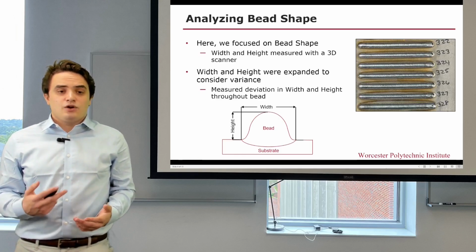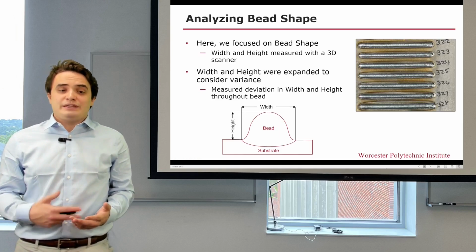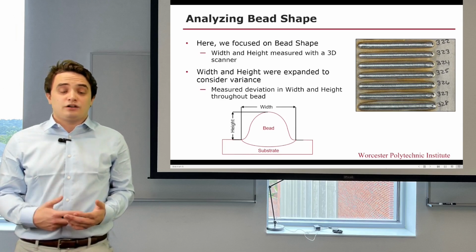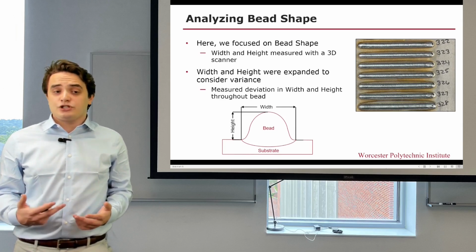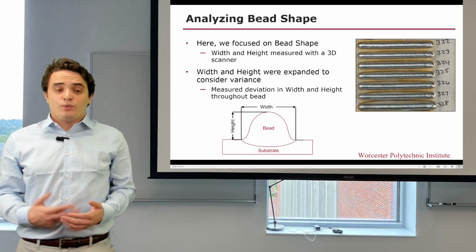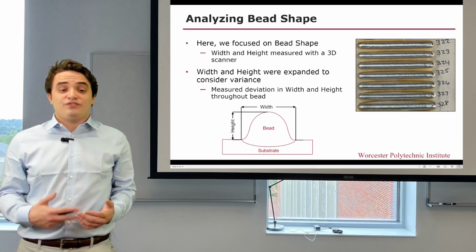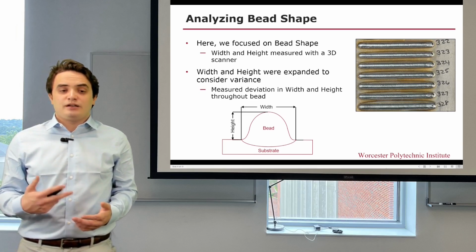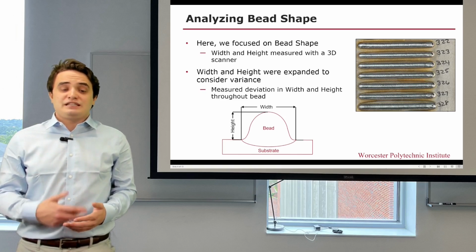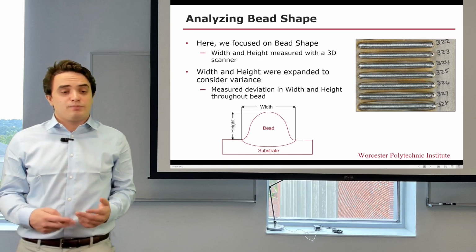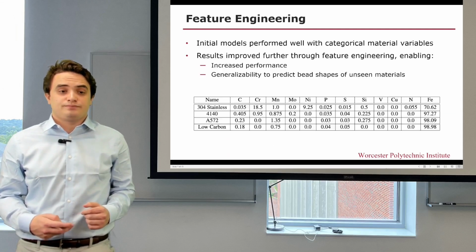So looking at this, we analyzed the bead shape, mainly the width and the height, which we collected using a 3D scanner. In addition to the width and height, which are the industry standards, we also evaluated width variance and height variance, which was expanding beyond just those two metrics, and measured the deviation from the start to the finish of the bead to measure how consistent each bead was.